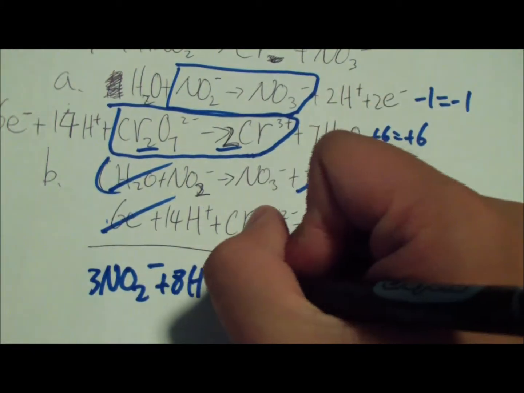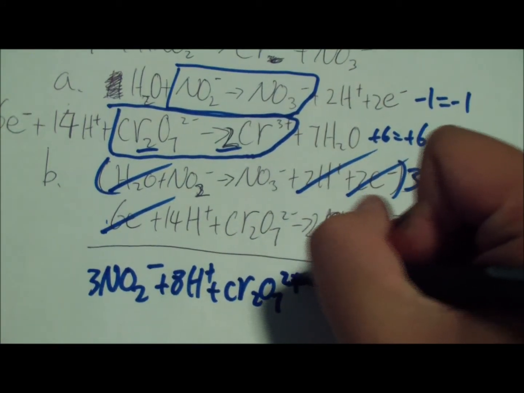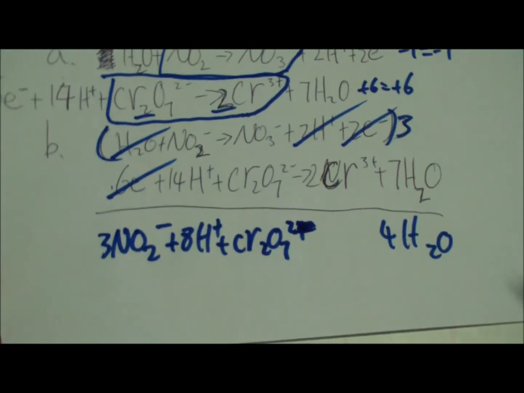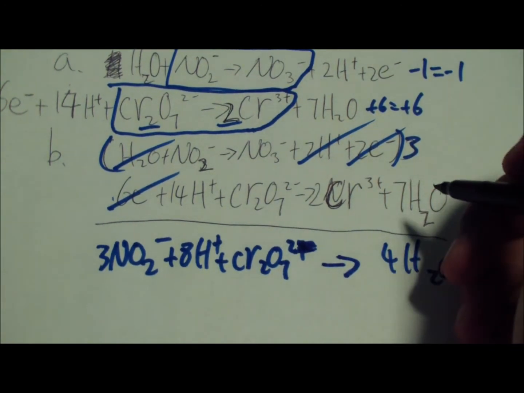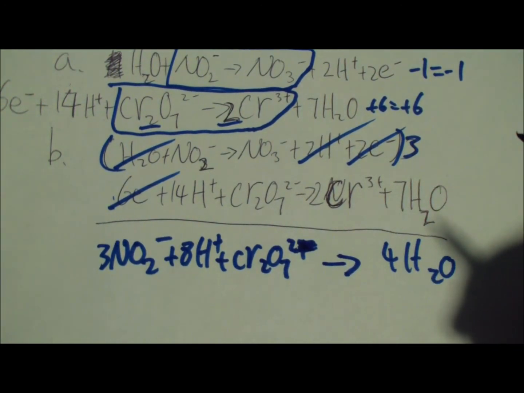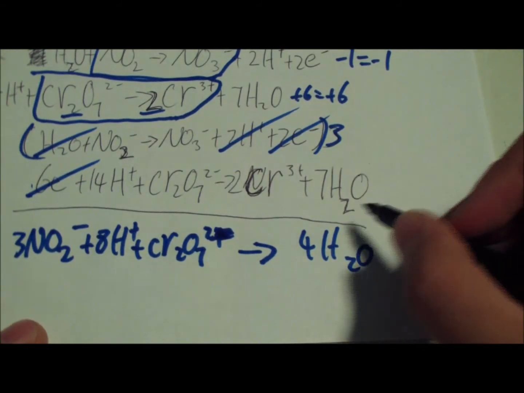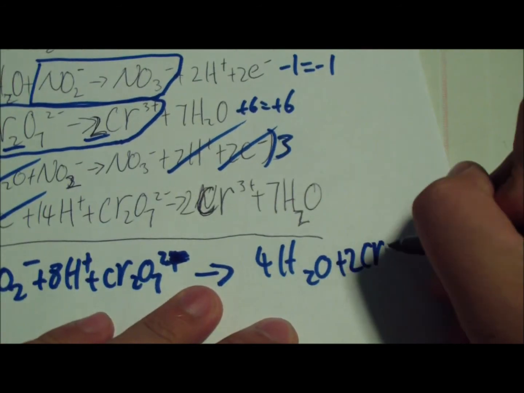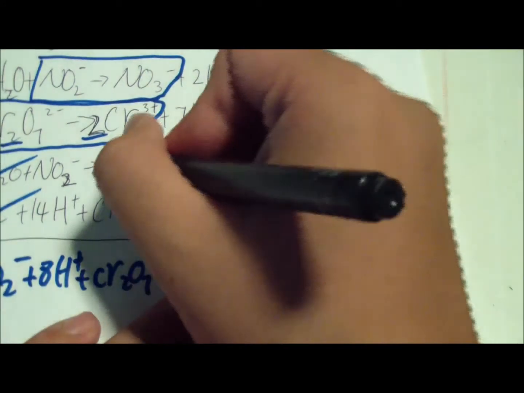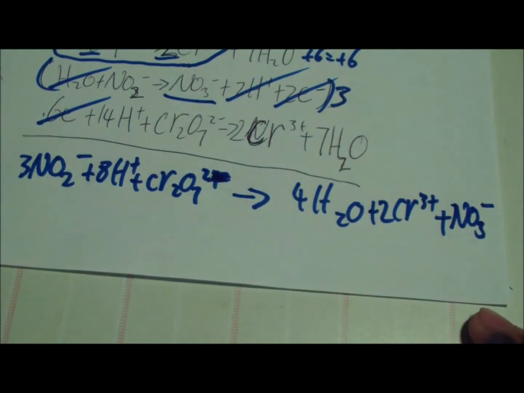And then right here you have Cr2O7 2 minus, I didn't mean to put positive, but that's 2 minus right there. It goes to 4 water right here already, and then 2 Cr3 plus, and plus NO3 minus. So that'll be my answer.